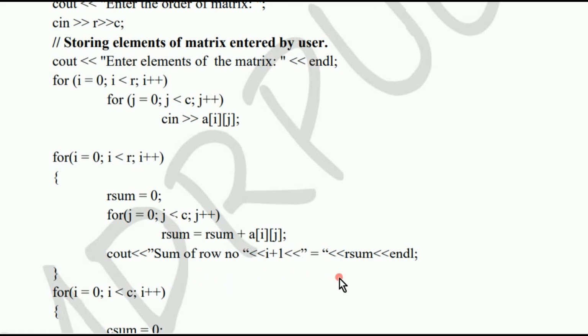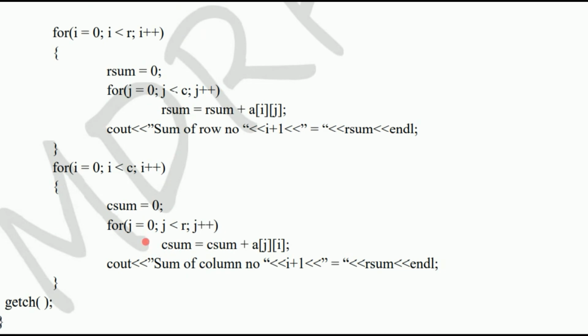Then the sum of row number I plus 1, R sum. The first row sum is printed. Again it will take R sum equal to 0. Then R sum is equal to R sum plus A of the second row elements. That means each time it goes, for the first I equal to 0, the first row of elements will be taken. I equal to 1, the second row of elements will be taken and it will display the sum.